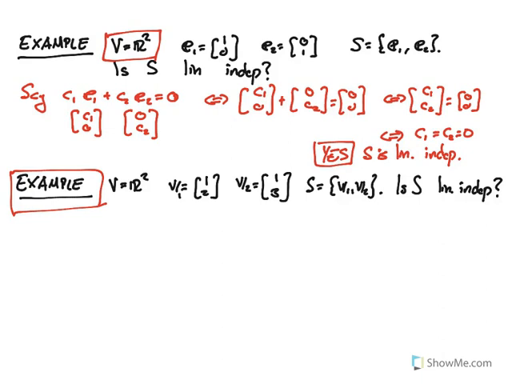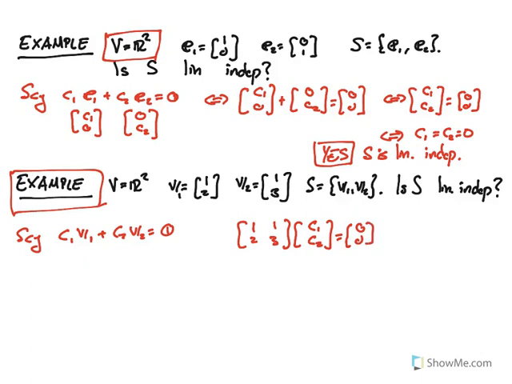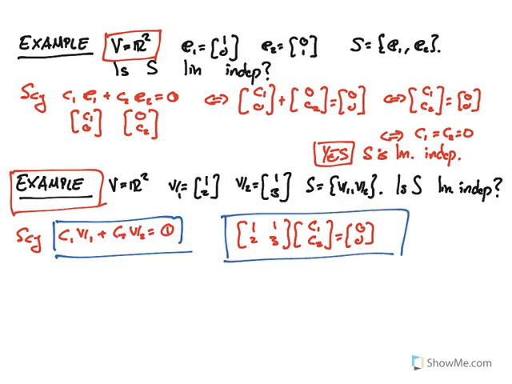So let's do the same thing. Say c1 v1 plus c2 v2 is equal to 0. Now we can write that as a matrix equation. This is stuff you're very familiar with. So this equation is equivalent to this equation here. And now we know exactly what to do: we just use row elimination.